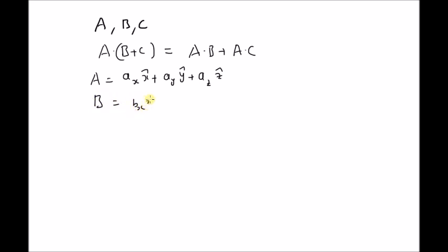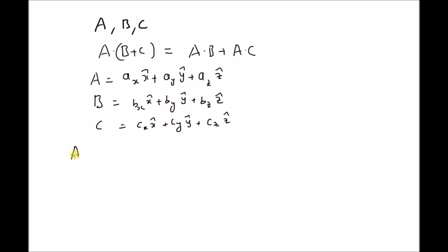B is equal to bx x hat plus by y hat plus bz z hat, and finally C is equal to cx x hat plus cy y hat plus cz z hat. So given these definitions, now we can write the dot products.